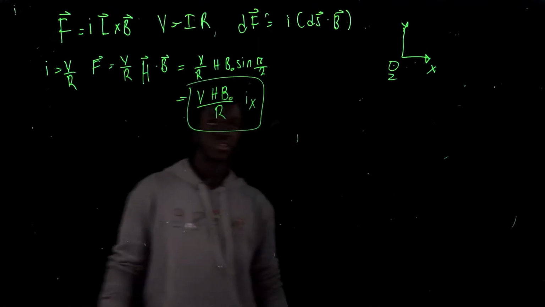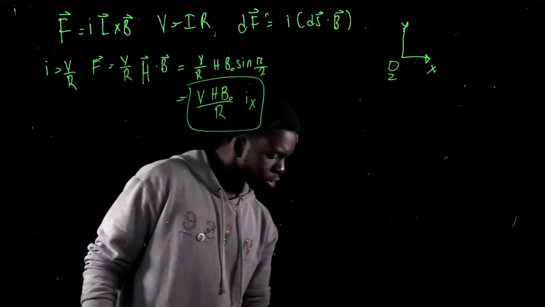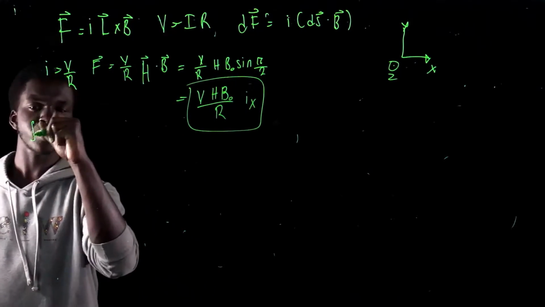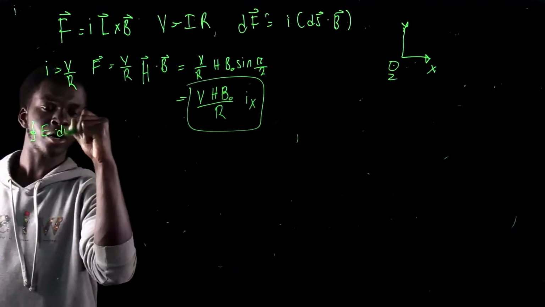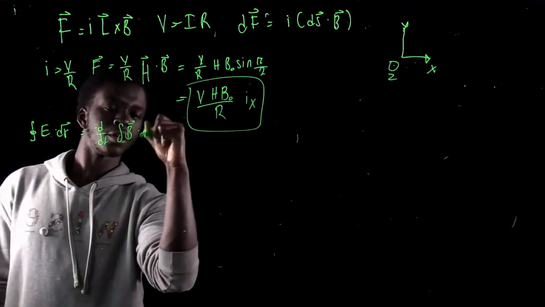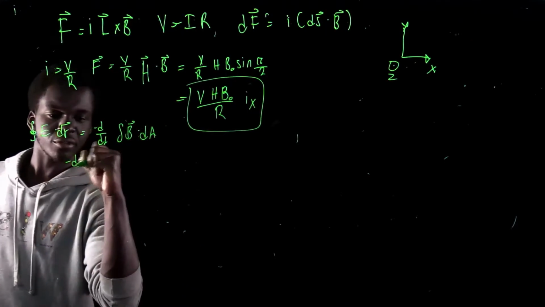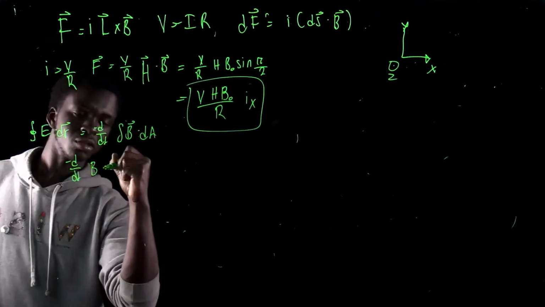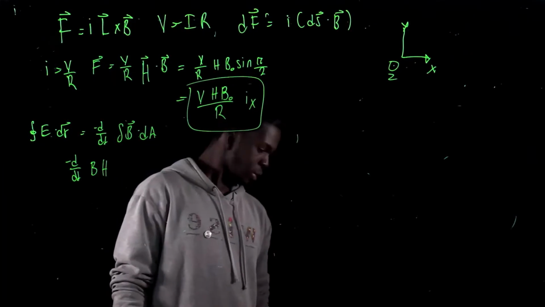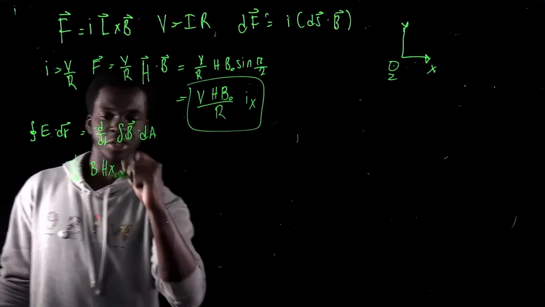That's the first part. Now for the second part, we're going to be using the next equation. I think this is, it's not Biot-Savart's law, I forgot the name of this one. Faraday's law is going to be the integral of E dot dr is equal to negative d dt of B dot dA. So we're going to take negative d dt of B, and then the dA is going to be H times X.